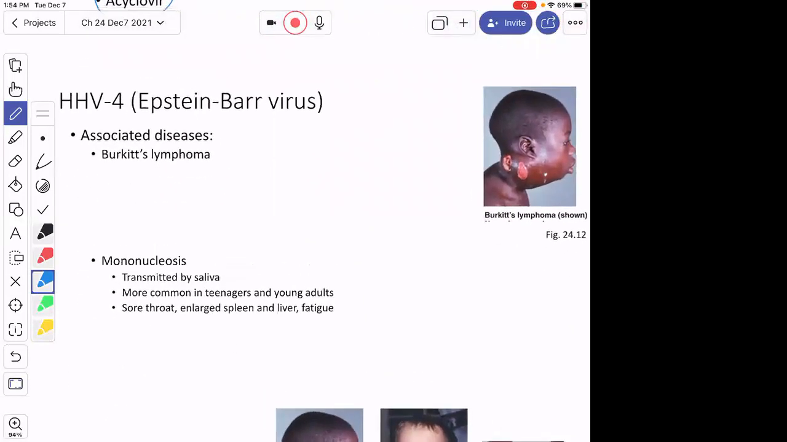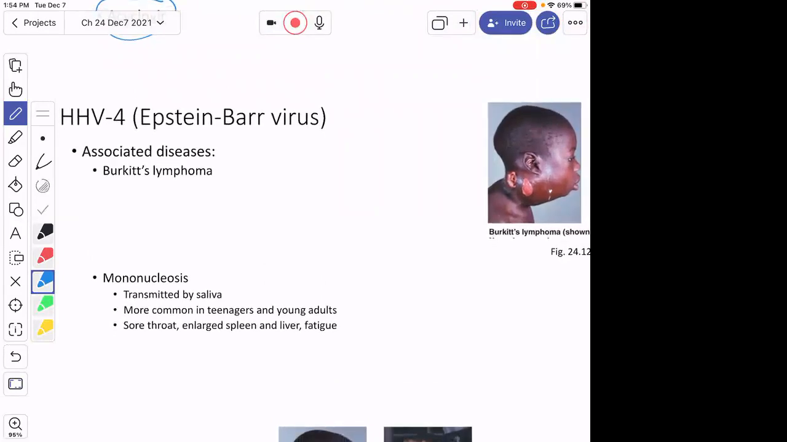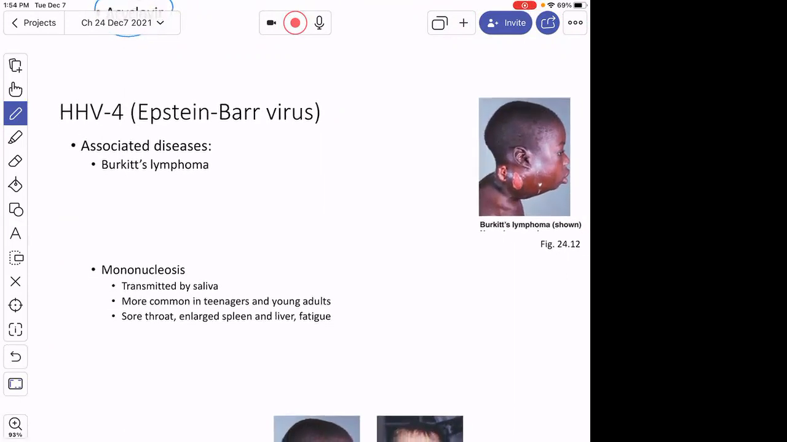All right, one more herpes virus I want to mention briefly here. HHV-4, also called Epstein-Barr virus. This can be manifested in several different ways, depending on the immunological status of the host and where the host lives, as best we can guess. One of the things that it's associated with is Burkitt lymphoma. Your book calls it Burkitt's lymphoma, and when I was searching around on the internet, I think they just refer to it as Burkitt lymphoma more commonly.